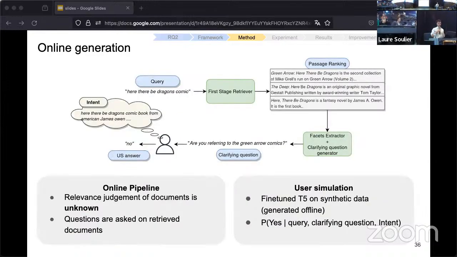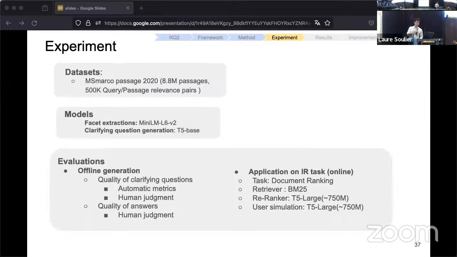For the online generation this time, we don't have relevance judgments of documents. So what we do is that we use the user query to first retrieve documents, and then we extract keywords from the top retrieved documents to generate the clarifying questions. And then we also use a user simulation to automatically answer these clarifying questions.